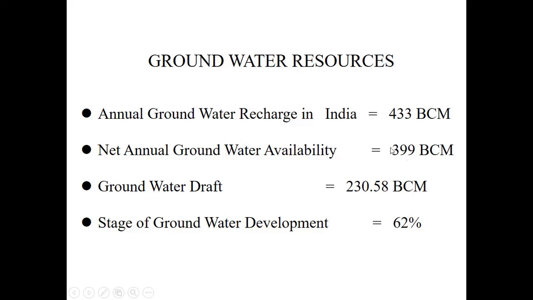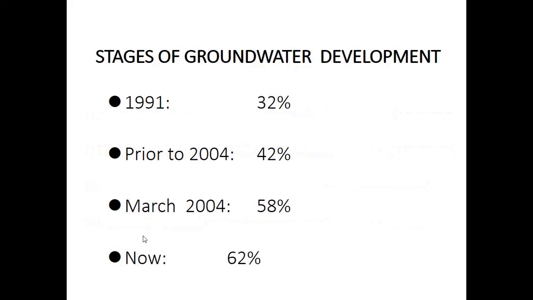So what are the groundwater resources we have? Annual groundwater recharge in India is 433 billion cubic meters. Net annual groundwater availability in India is 399 billion cubic meters. Groundwater draft is 230.58 billion cubic meters. And nowadays the stage of groundwater development is almost 62%. It means people rely on groundwater compared to the surface water.